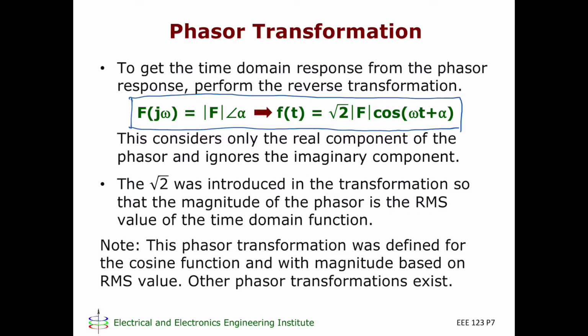Take note that this is only one type of phasor transformation. Other books specify other types of phasor transformation. For example, our phasor transformation was based on the cosine function. Some books would base the phasor transformation on the sine function. Also, our phasor transformation deals with RMS values. Some books deal with amplitudes. If we were dealing with amplitudes, there would be no square root of 2.